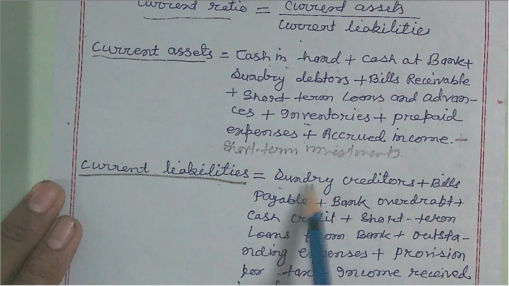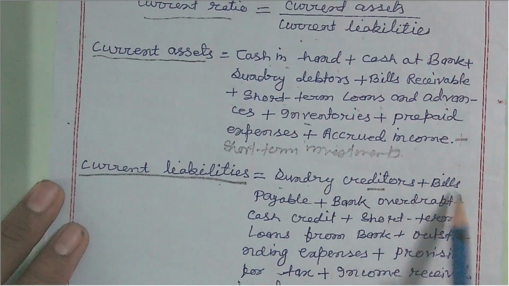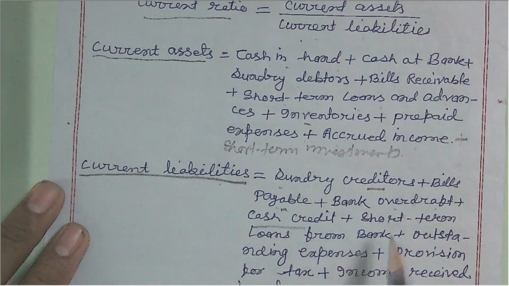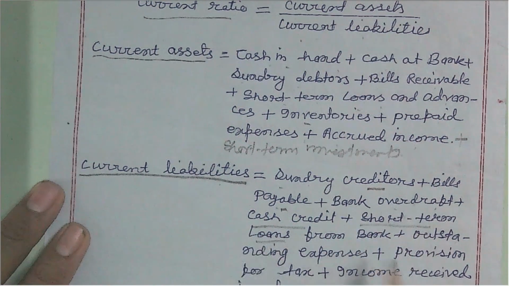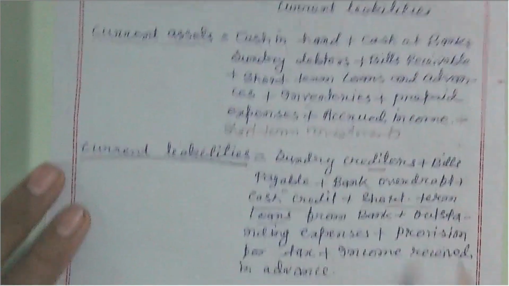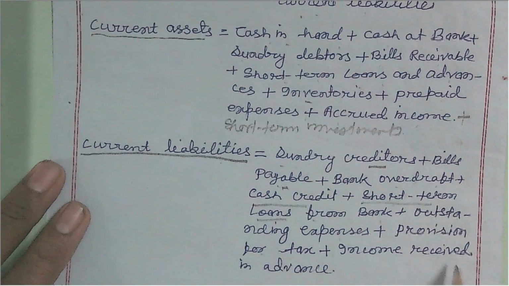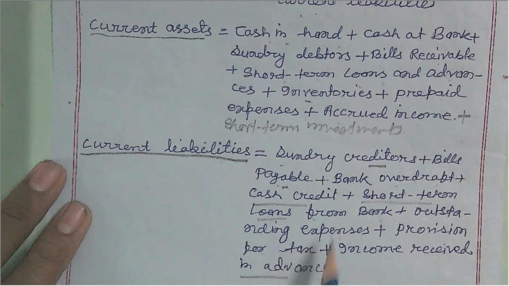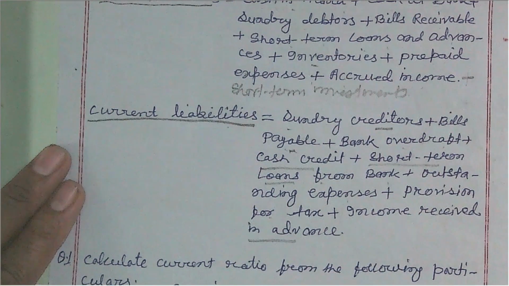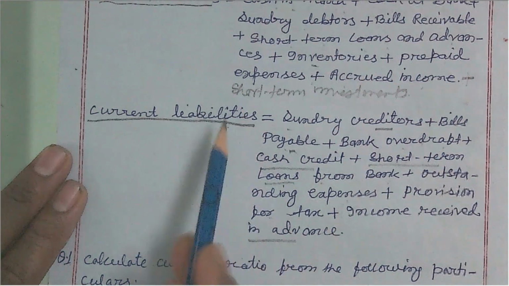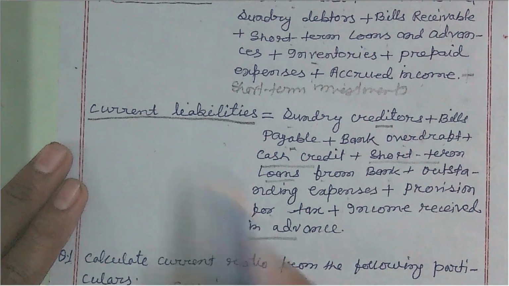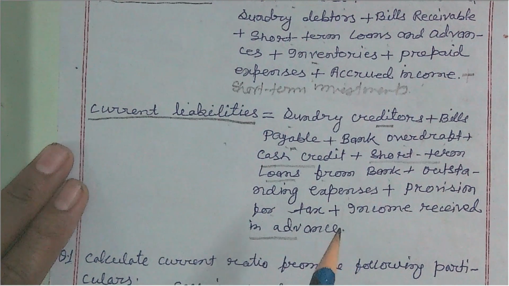Sundry creditors, bills payable, bank overdraft, cash credit, short term loans from bank, outstanding expenses, provision for tax, income received in advance. So these are considered current liabilities. Now the sum total of current assets divided by current liabilities, the result is your current ratio.